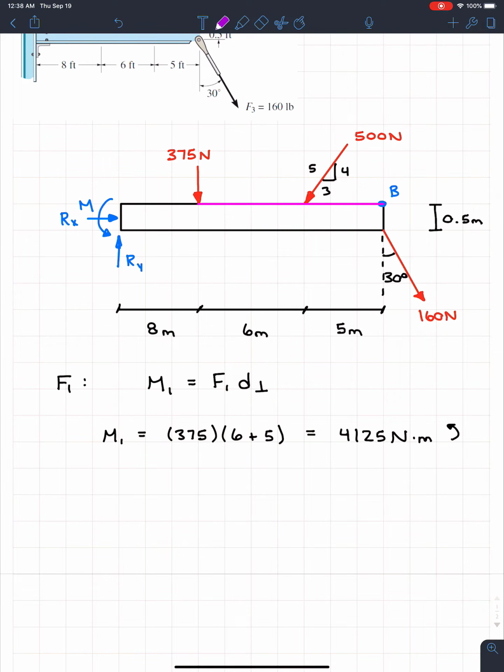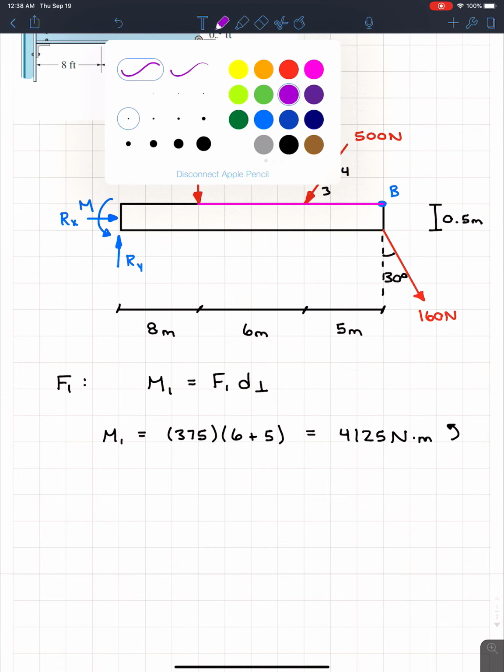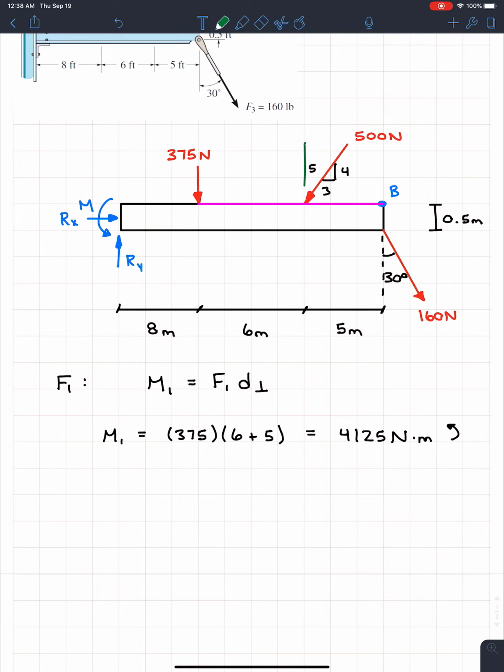And that's what's nice about moments and finding x and y components, because x and y components will usually always be perpendicular. So this 500 can be split into two components, which I will do in dark green so they really stick out. The first one is coming straight down right here, like this. And then the second one runs along B like this. So this right here is F2x. And the one up here is F2y.